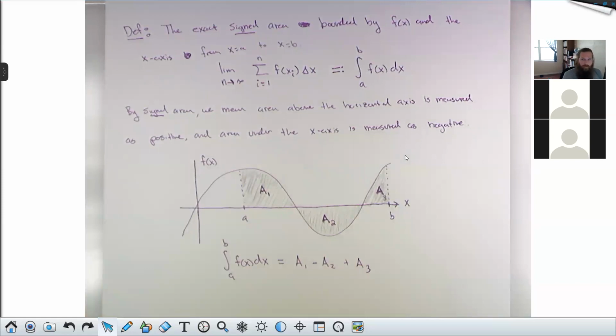Areas, of course, are always positive. If I ask you how much area is there here, the answer is A2. But if I ask you what this contributes to the integral, the answer would be negative A2, because that bit of area is beneath the x-axis. Is this making sense?